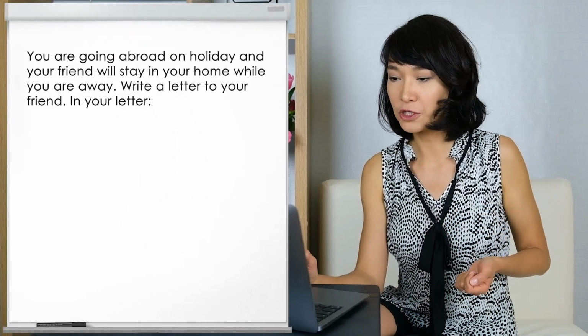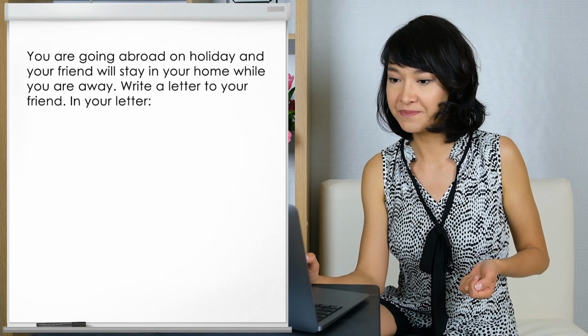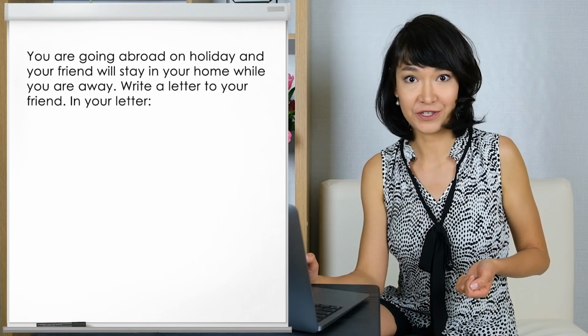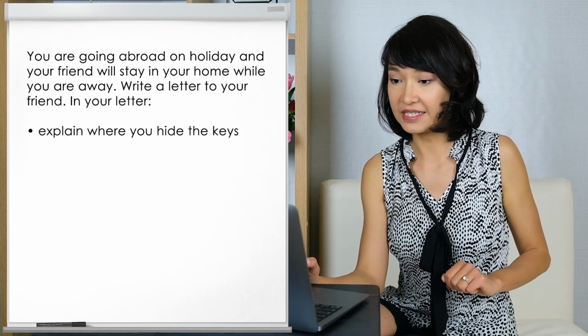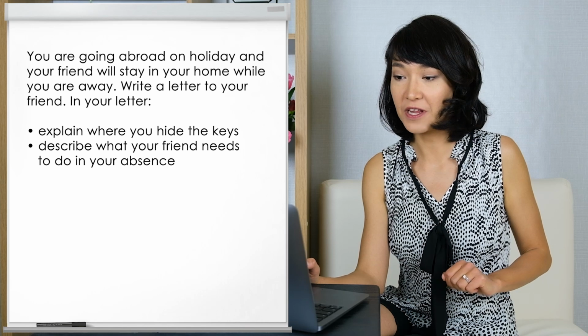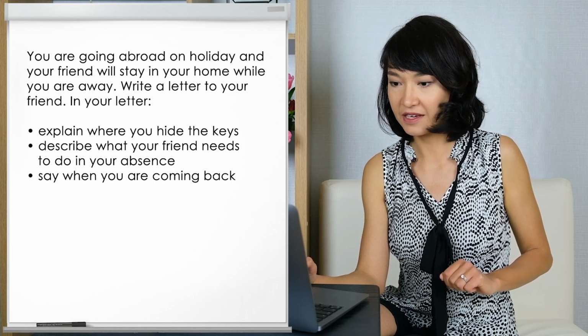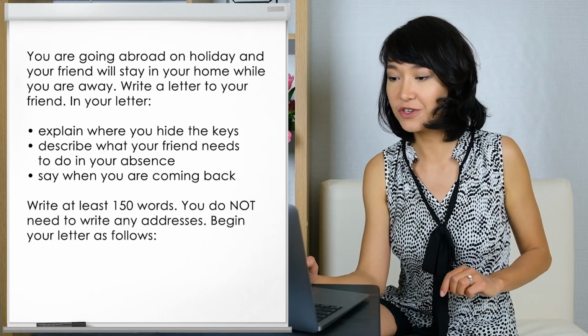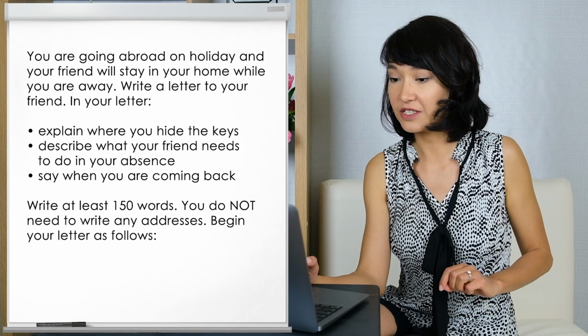Let me show you an example. The topic is, you're going abroad on holiday and your friend will stay in your home while you're away. Write a letter to your friend. In your letter, explain where you hide the keys. Describe what your friend needs to do in your absence. Say when you're coming back. You need to write at least 150 words. Don't write any addresses. Begin your letter as follows.